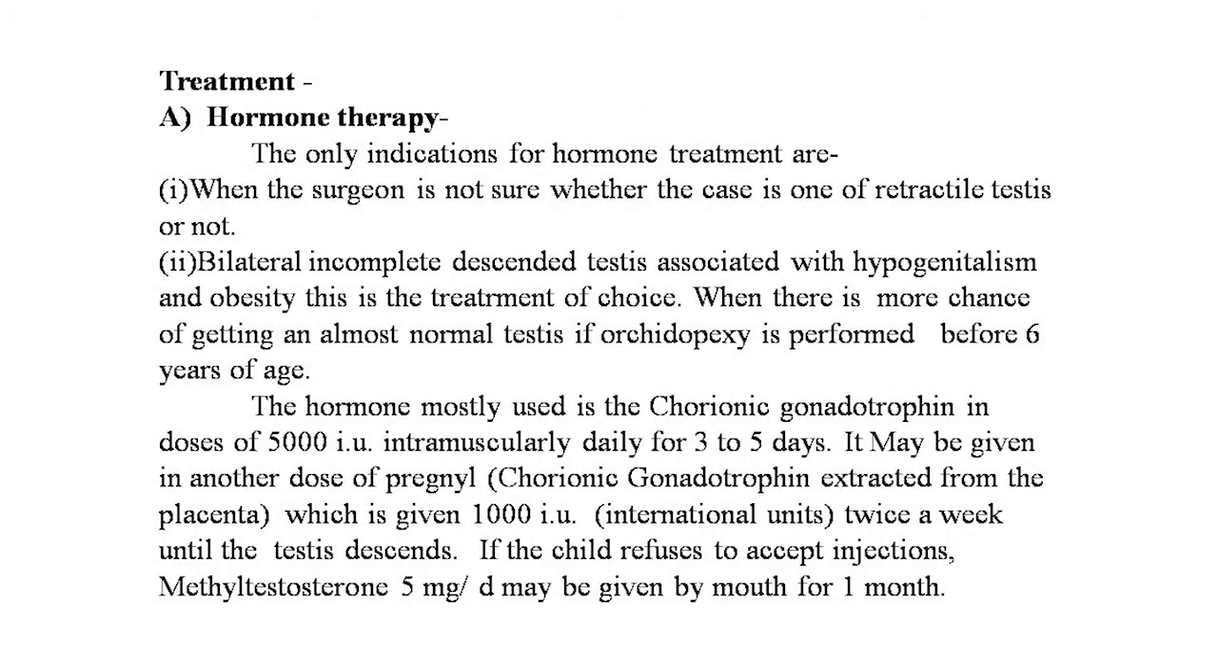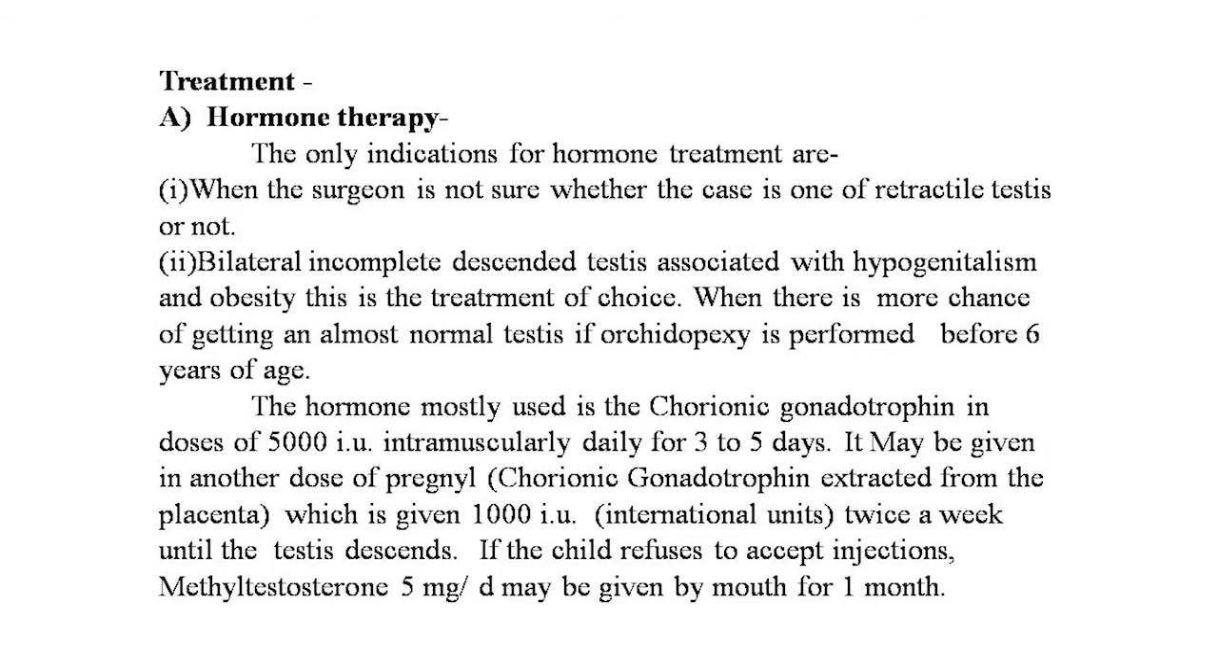Now the treatment. The first is hormonal therapy. The only indication for hormone treatment is when the surgeon is not sure whether the case is one of retractile testes or not. This should not be used as a routine treatment for incompletely descended testes. The second point is bilateral incompletely descended testes associated with hypogenitalism and obesity. This is the treatment of choice, when there is more chance of getting an almost normal testes if orchidopexy is performed before 6 years of age.